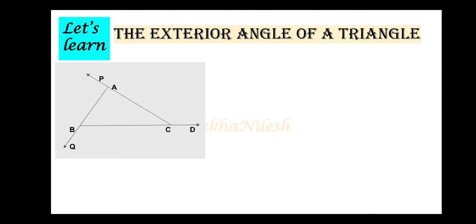Now when you see CA is extended to P. So BAP is the exterior angle formed. BA is extended to Q. So CBQ, an exterior angle, is formed.